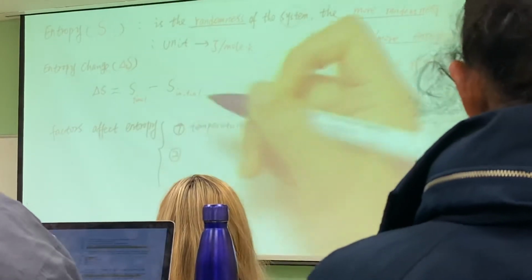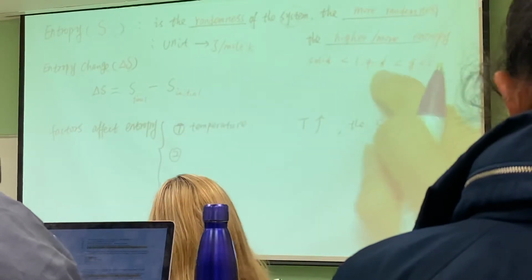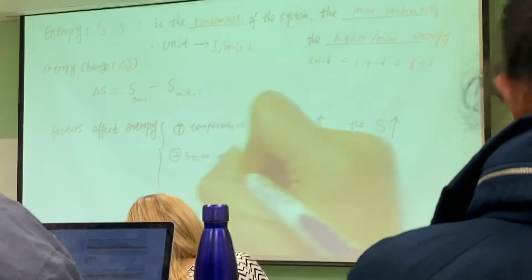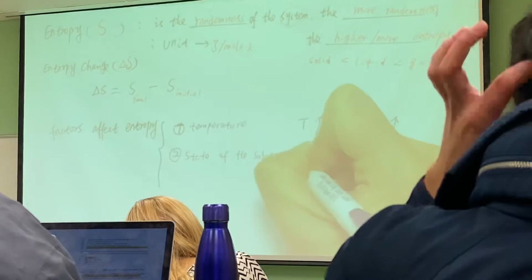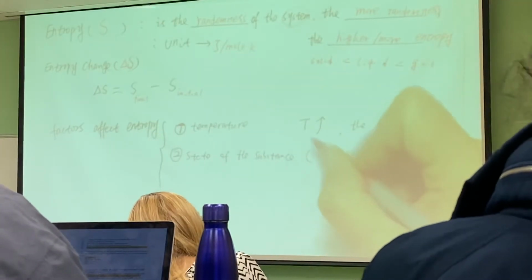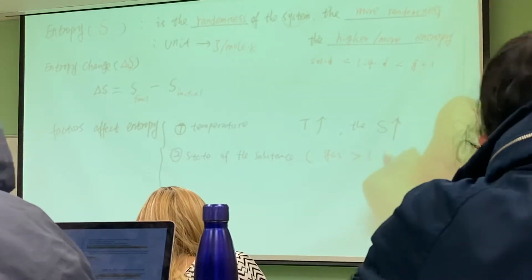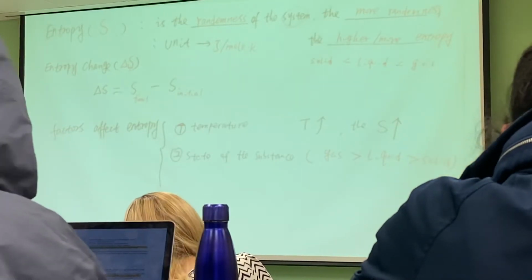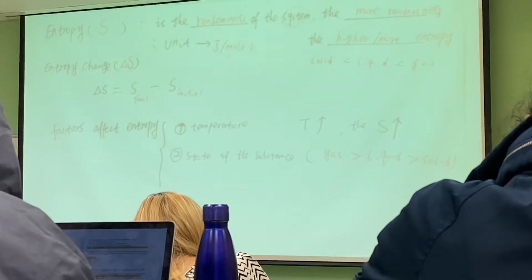And the second factor is the state of your substance. That is what I gave you here. So we have gas larger than liquid, larger than solid, because gas is more random. So that is dependent on the state.